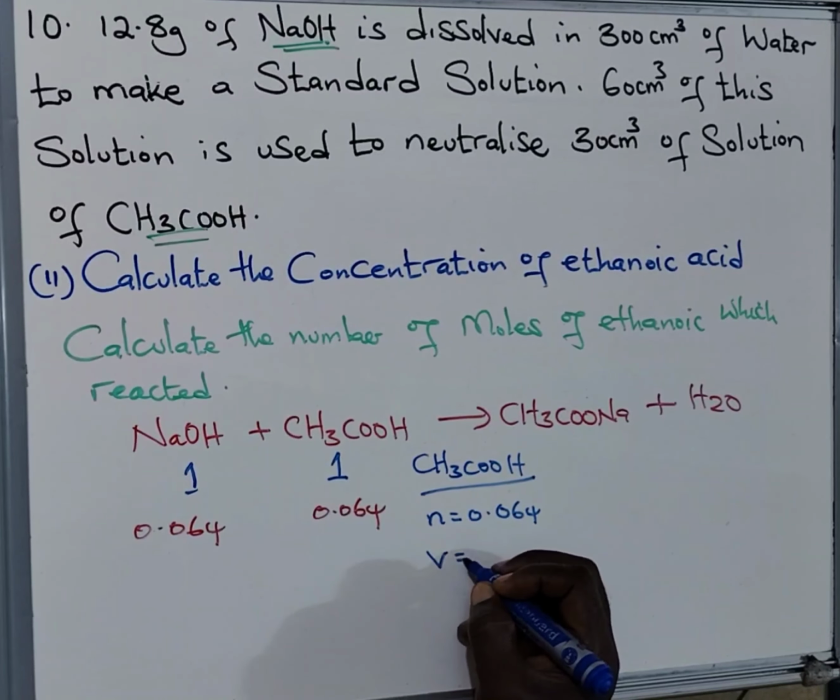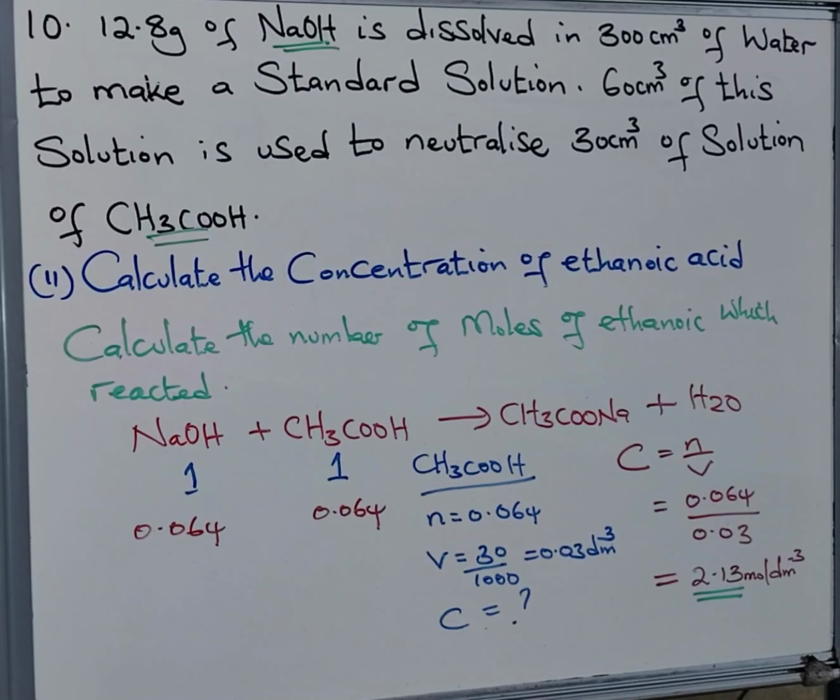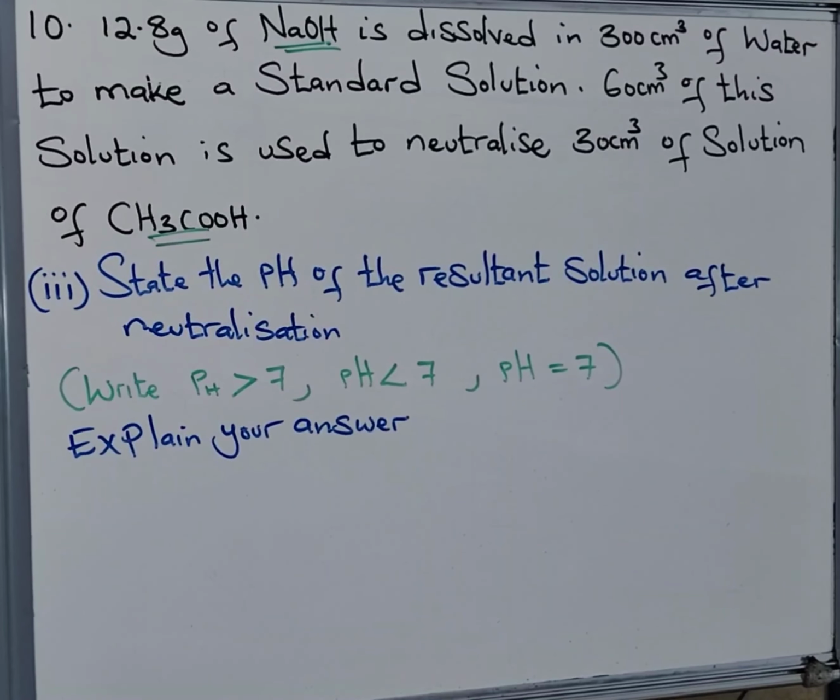So what is our n? Our n is 0.064. And what is our volume? Which is 0.03, giving us our concentration in moles per cubic decimeter. So that is that. So what you have here is the concentration of ethanoic acid. It is 2.13 moles per cubic decimeter.